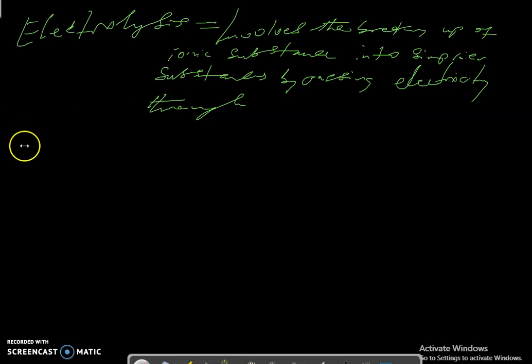Now, the word lysis means to split. So what we're doing in electrolysis essentially is to split up ionic substances into simpler substances by passing electricity through them. Okay, and that brings me to the next keyword, electrolyte.